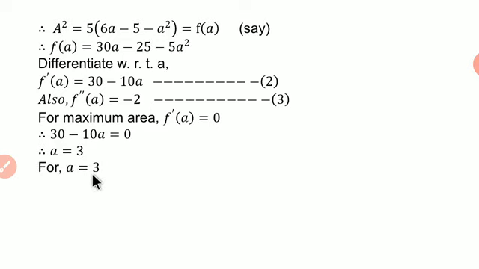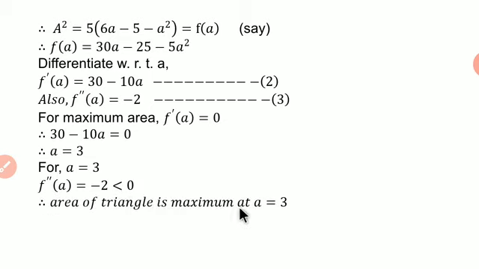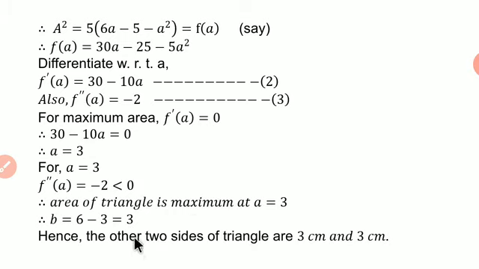Now for A is equal to 3, we observe f double dash of A is minus 2 for all the values of A. So for A is equal to 3, this double derivative is again minus 2, which is less than 0, and therefore the area of the triangle is maximum at A is equal to 3, and therefore B is equal to 6 minus 3, which is 3. Means the other two sides of the triangle are 3, 3. Both sides are the same because the given triangle is an isosceles triangle, and hence the other two sides of the triangle are 3 centimeter and 3 centimeter.